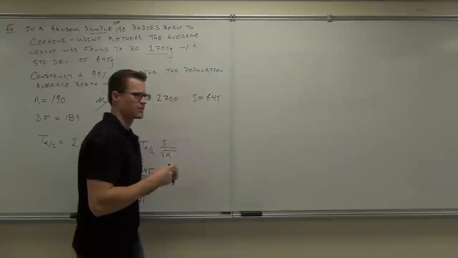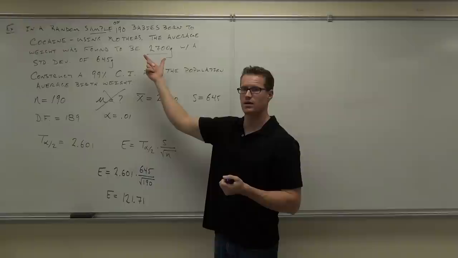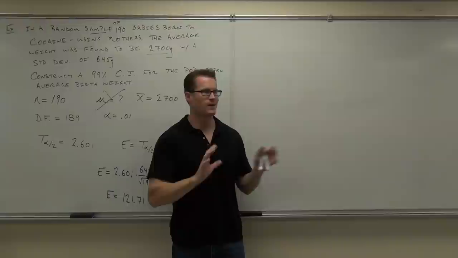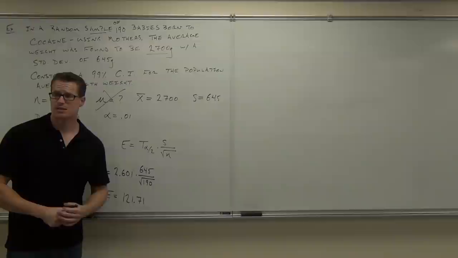121.71. Now that seems kind of large, but when you think about it, the average weight was 2,700 grams, right? That's large, with a standard deviation of 645. So your margin of error when you do it with means can be almost anything. It just depends on what your context is. What do you do now? Do you leave it? No. We have to find the interval.